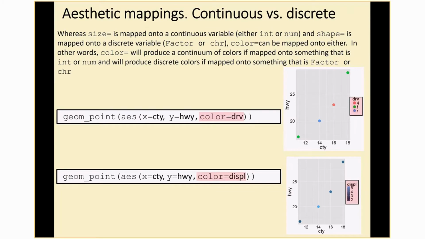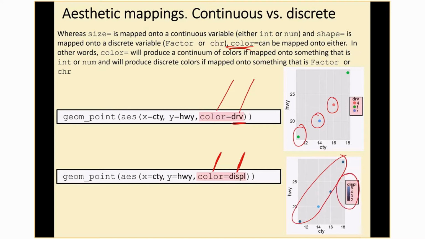Now, what's really cool is that when it comes to color, we can map that onto either a discrete or a continuous variable. Both will work, the output will differ. So in this case, I've mapped color onto drive. Drive is discrete, 3 different drives, 3 different colors. Here I've mapped color onto displacement. Displacement is continuous, so I get a continuum of colors and a legend that reflects that gradient.